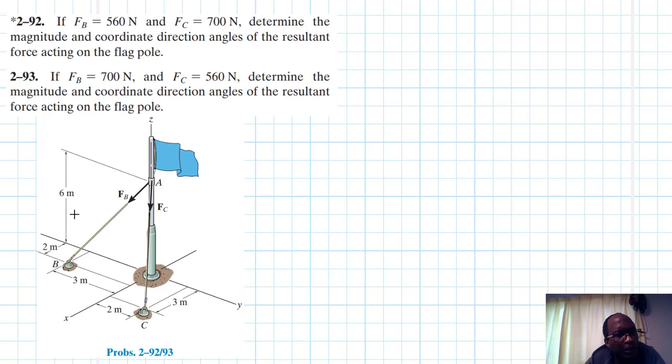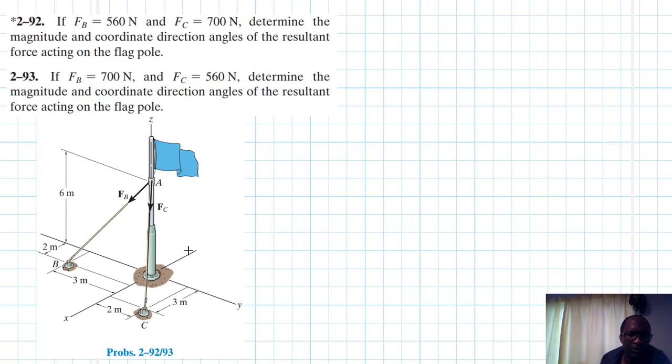The problem reads: if FB is equal to 560 N and FC is equal to 700 N, determine the magnitude and coordinate direction angles of the resultant force acting on the flagpole. In the other case, if FB is equal to 700 N and FC is equal to 560 N, determine the magnitude and coordinate direction angles of the resultant force.